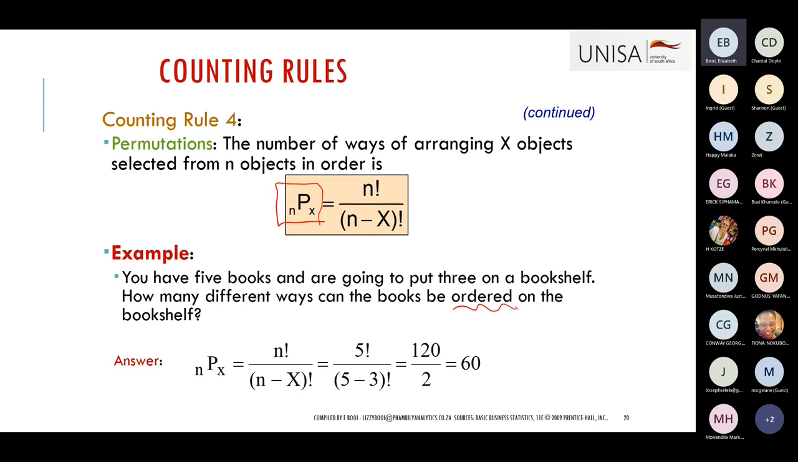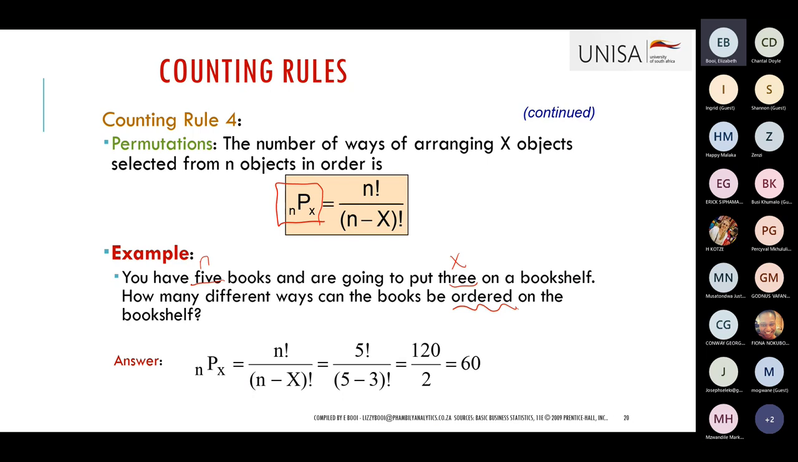And in terms of formula, you just use your five as your N, and your X is your three. The smallest value is always your X. So how do we arrange these books? 5 factorial divided by 5 minus 3 factorial, which will be 120 divided by 2, which is 60.